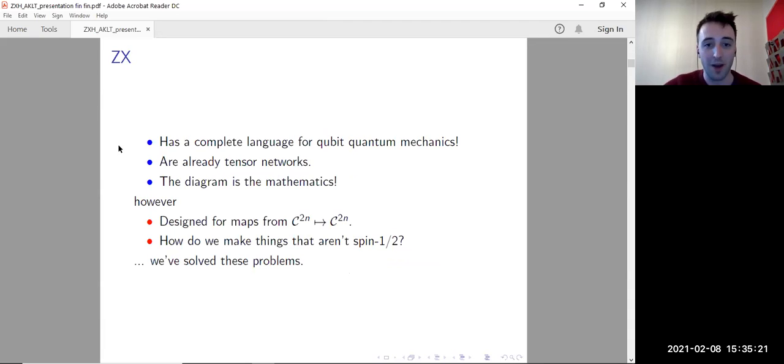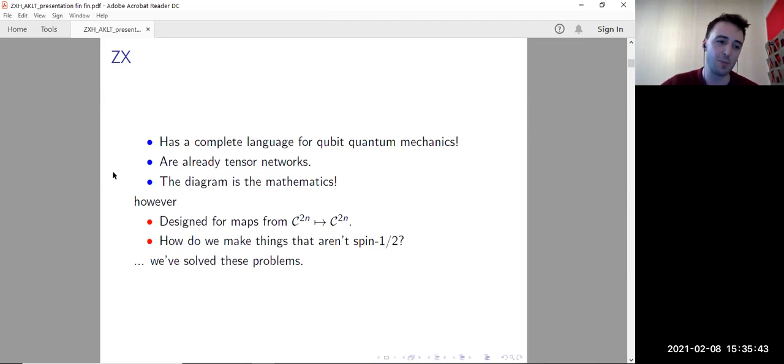You probably all know about the ZX-calculus. It has a complete language. It is basically a tensor network. The diagram is the mathematics. You don't have to defer to what it's interpreting. You can just work with the diagrams themselves. However, in general, you're working with C2 maps. That is to say, you're working with qubits or collections of qubits ultimately.